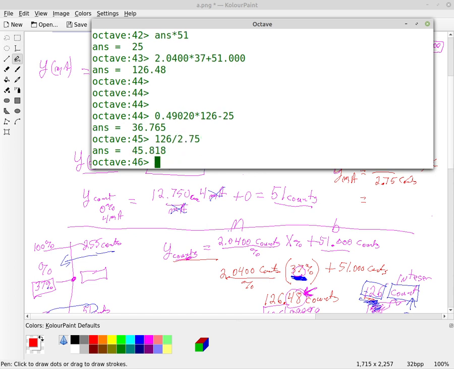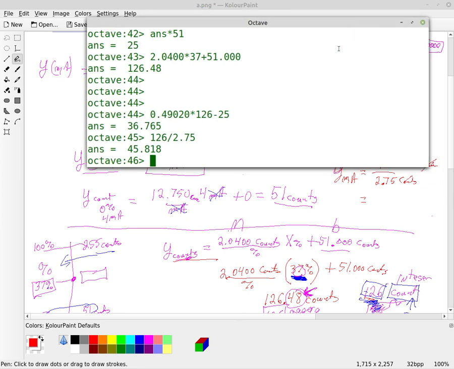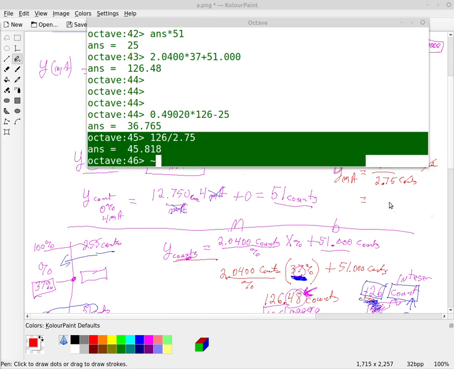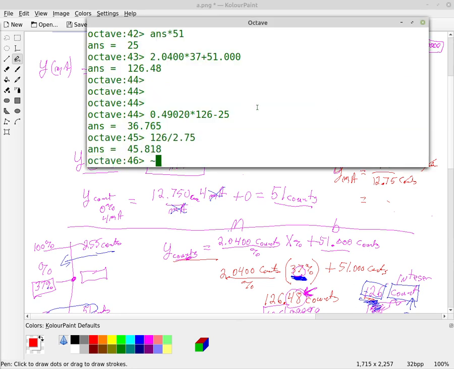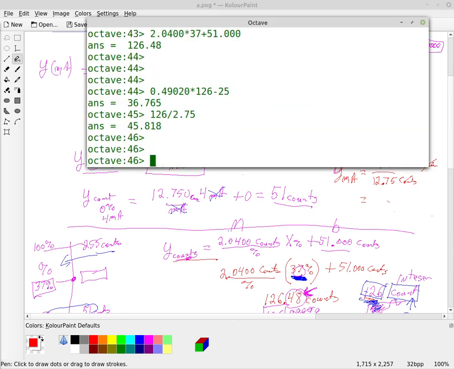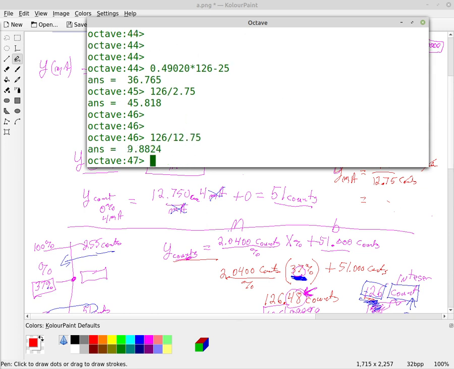All right, so yeah, sorry about that. It's 12.75 counts. 12.75 counts. When I drew the box around it, I couldn't see the 12s, right? Well, you can see it up here. It's 12.75. So I need 126 divided by 12.75. When you get 45 milliamps, you know you did something wrong. Okay, so it should be 12.75 there. So that gives me 9.88 milliamperes.